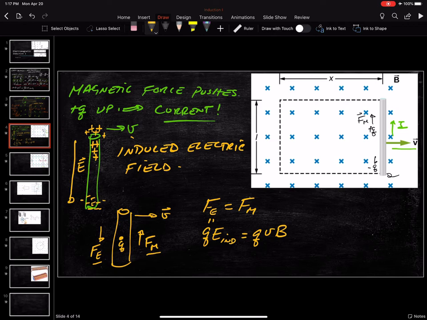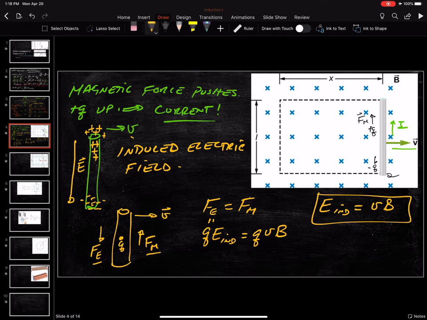So the charge cancels off, and so I find that E induced is equal to V times B. So that's the size of the electric field that I build up. Okay? And so I've created a new electric field.